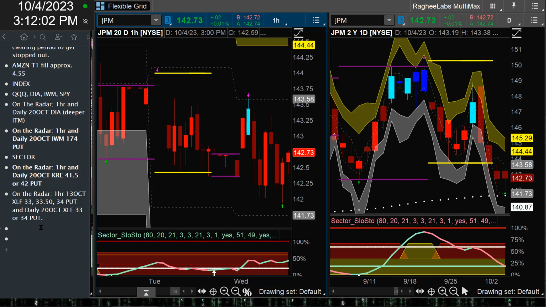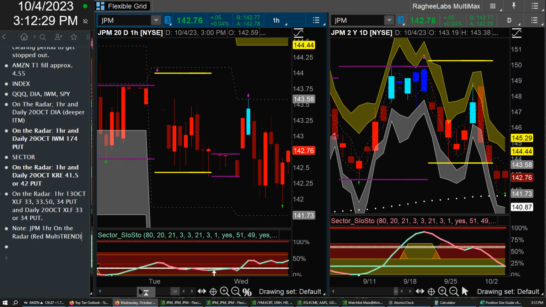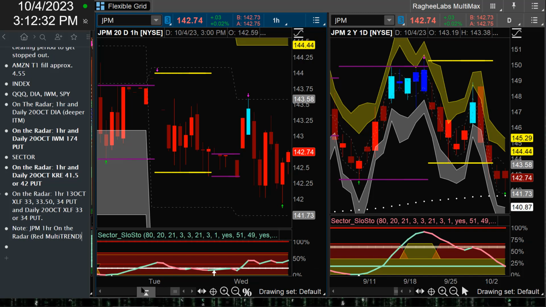Now notice here, I'm going to make a note. Note, JPM 1 hour on the radar, right? The daily is not necessarily on the radar with the same quality. It has a red multi-trend. Now, for those of you wondering, Rod, could we short into a yellow multi-trend and a yellow or gold DPMR? Yes, but if I'm always trying to prioritize trends, then it makes a lot more sense to focus on which time frame and which symbols have a trend.